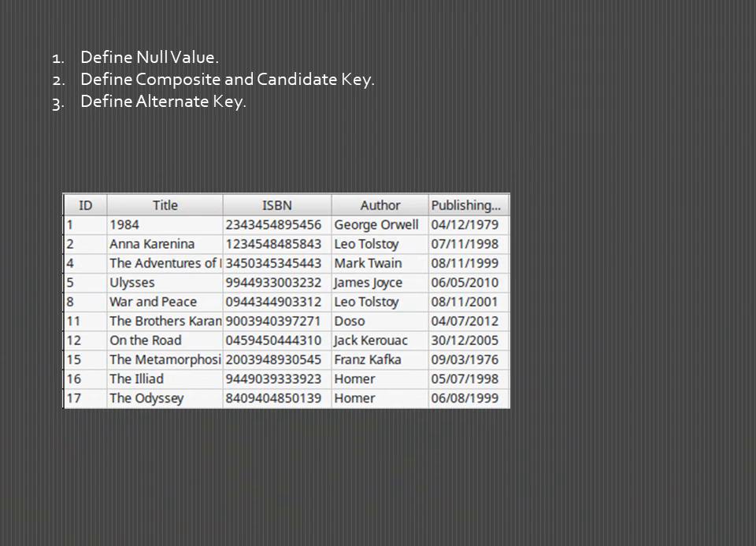Today we will discuss candidate key, compound key, composite key and alternate key.